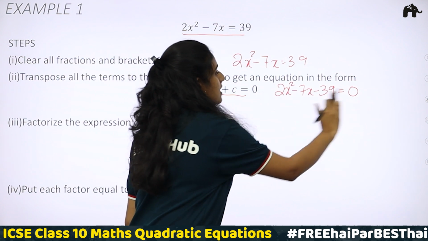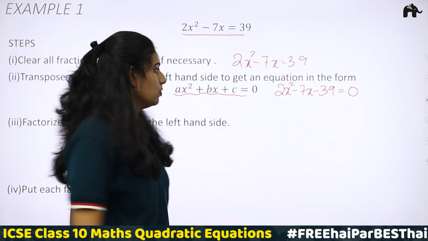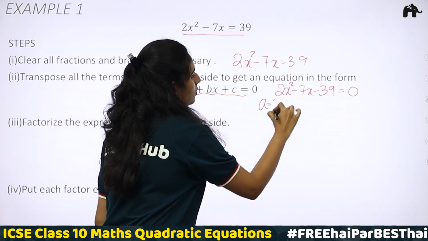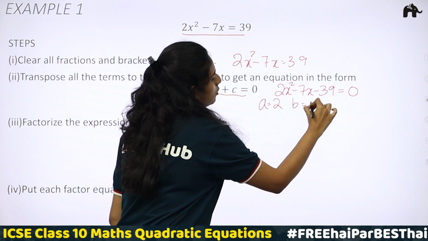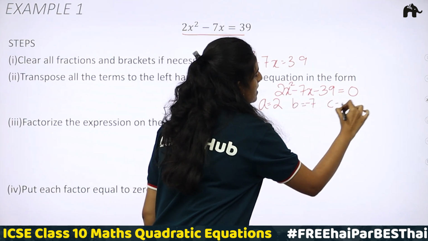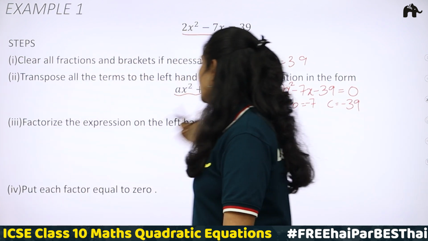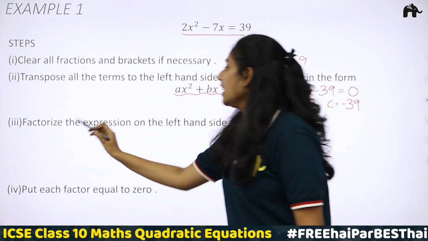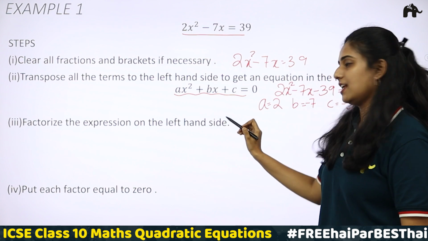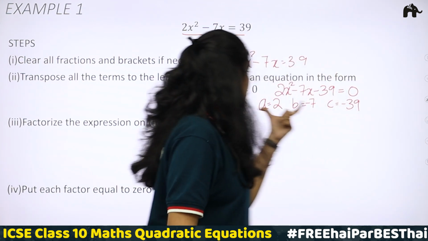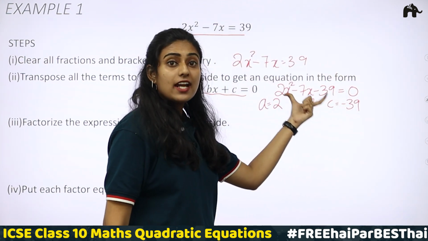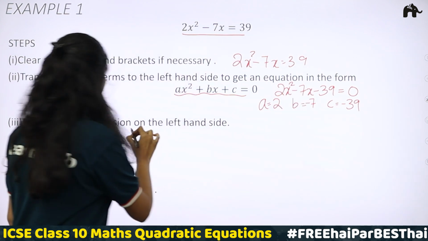Okay, this is in the standard form of a quadratic equation. Here A is equal to 2, B is equal to minus 7 and C is equal to minus 39. Now the third step: factorize the expression on the left hand side. Here, this is the left hand side. We are going to factorize this expression.